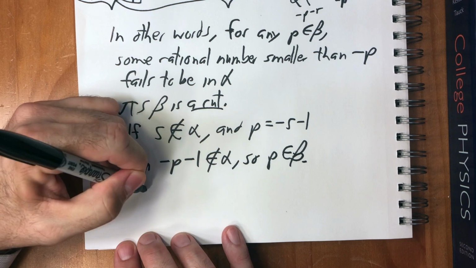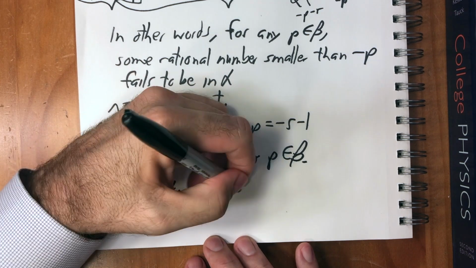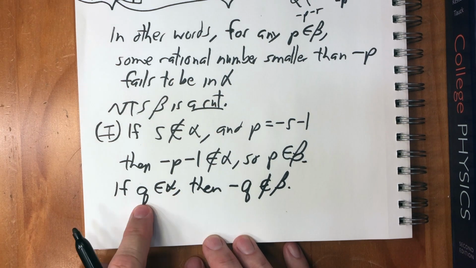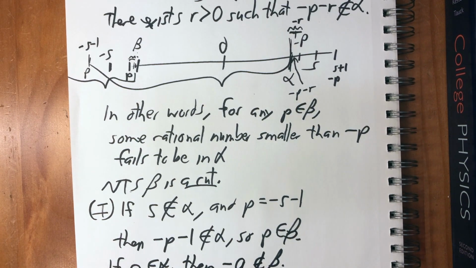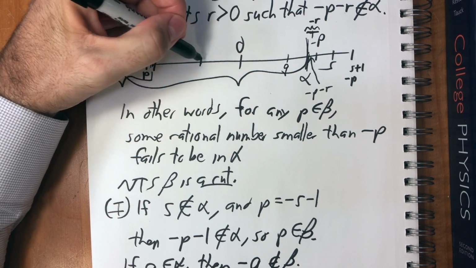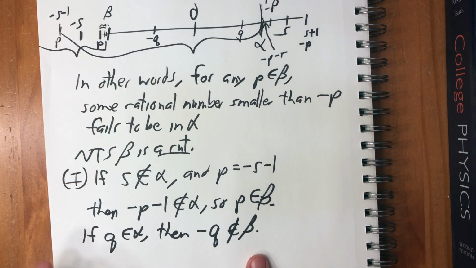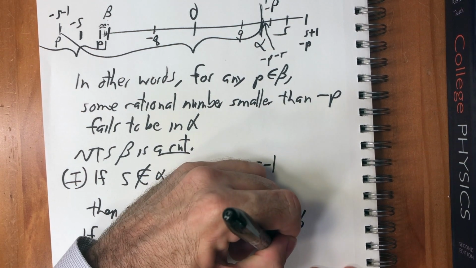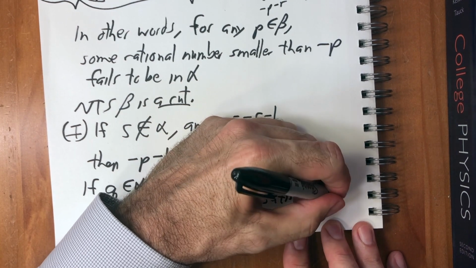And if q is an element of alpha, then minus q is not in beta. And we know that alpha is not empty. So there exists something, and if it is in alpha, then its inverse is not going to be in beta. You can see that if there's a q here, then the inverse is going to be over here somewhere. So it's clearly not going to be in beta. So it's not all of the rational numbers. So beta satisfies 1. Okay.